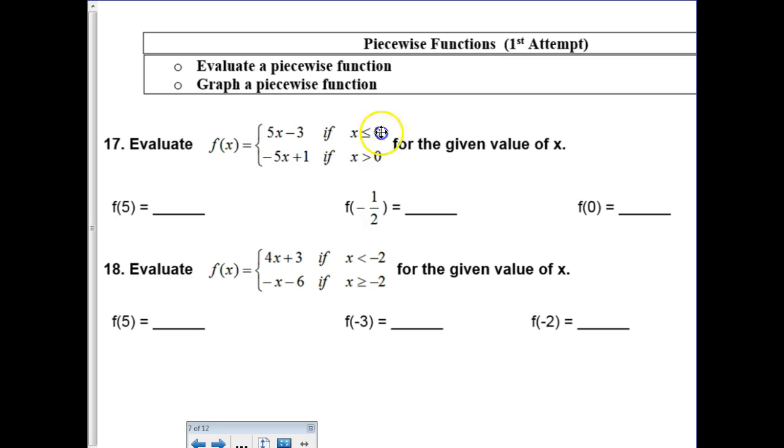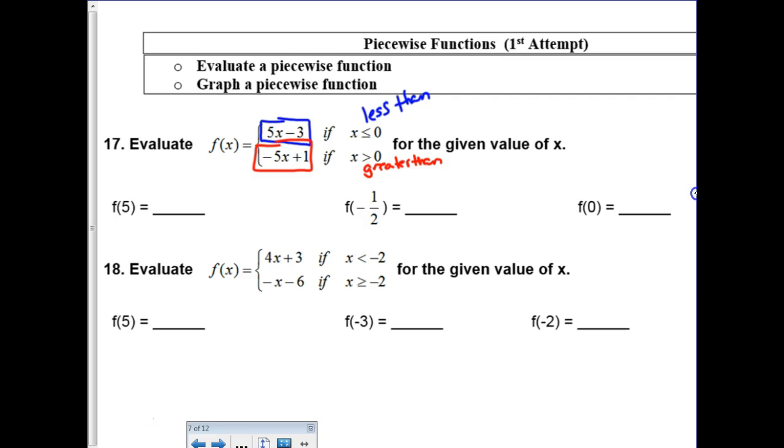These are the piecewise functions. Piecewise functions have several pieces to them, and I like to color code my piecewise functions. This function is 5x minus 3 if your x's are less than or equal to 0. If you get a little confused with your less than signs, you might want to literally write down the words less than. The other piece of the piecewise function is negative 5x plus 1, and that is only for x's that are greater than 0.